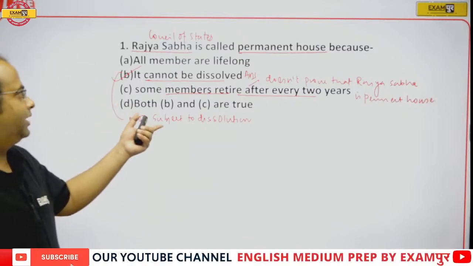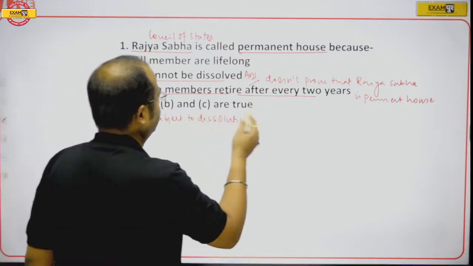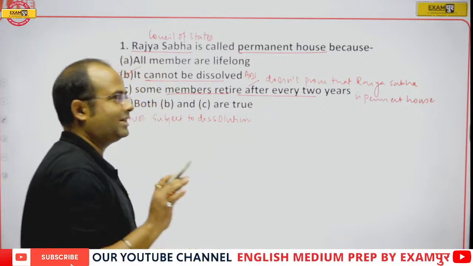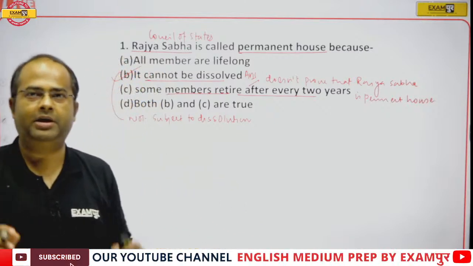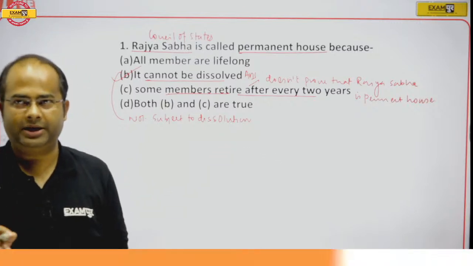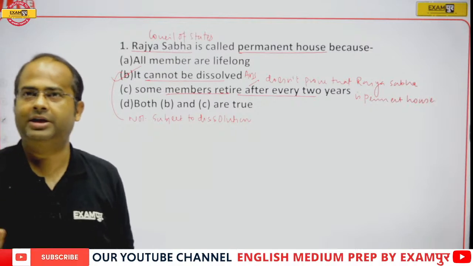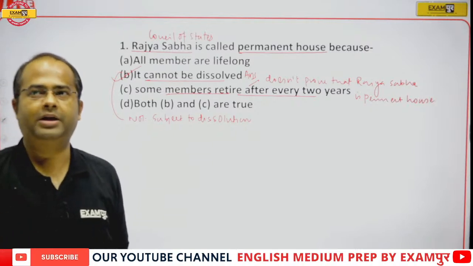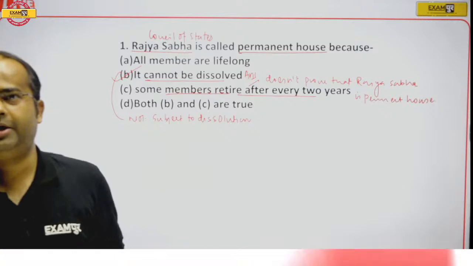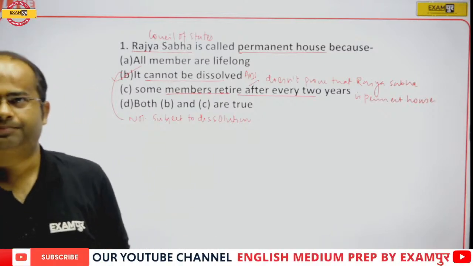Because it cannot be dissolved. Therefore, it is called a permanent house, and some members retire after every 2 years. That is individually a correct statement, but that does not prove that Rajya Sabha is permanent in nature. So the correct answer will be option B, that it cannot be dissolved. Therefore, it is called a permanent house in nature.